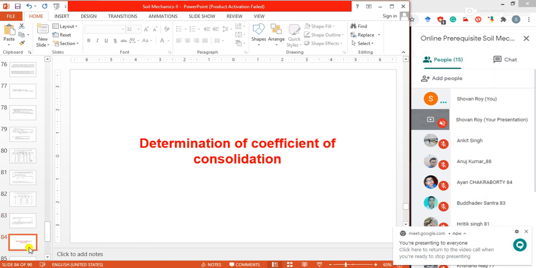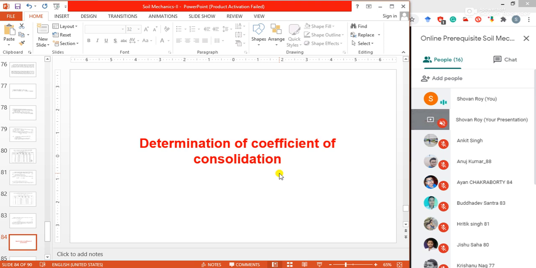Today we will discuss the determination of coefficient of consolidation. Already we have discussed all the coefficients which are involved in our consolidation part. Normally this coefficient of consolidation, how can we calculate it from the laboratory test? How can we find out the value from our laboratory experiment? This is our today's topic.